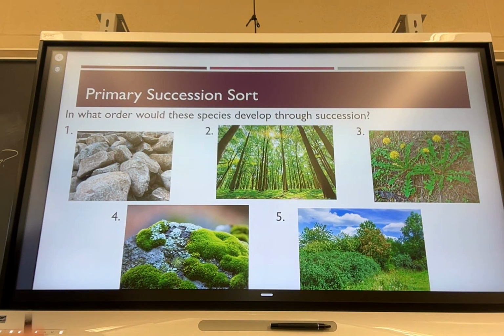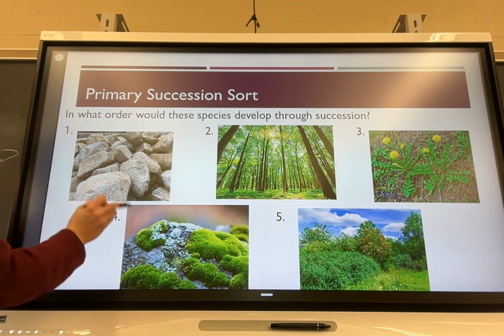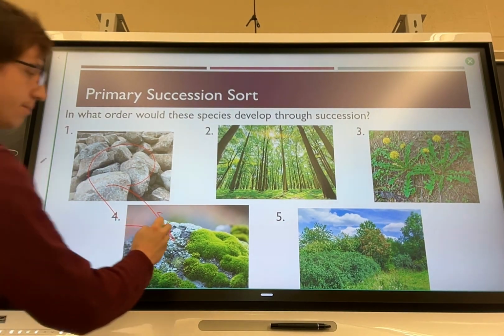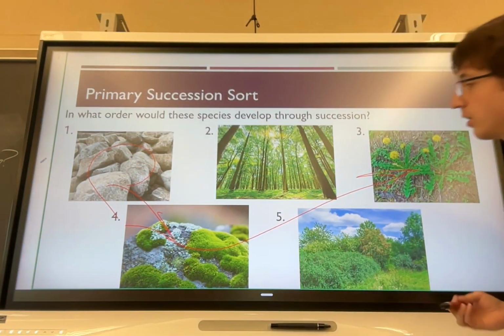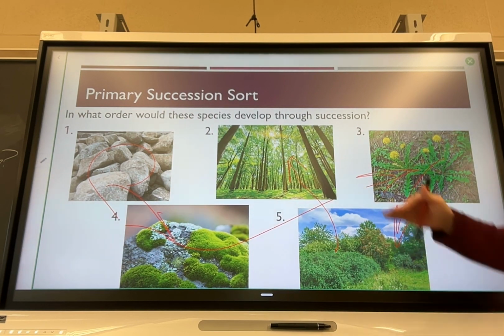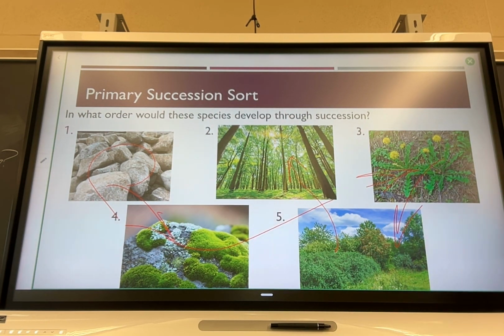Okay, so primary succession, we start out with nothing. So we start out with rocks. These rocks are going to give way to mosses. The mosses will give way to different R-selected species, like dandelions. Those dandelions will allow shrubs to grow, and finally, assuming we are in some sort of forest biome, trees will end up taking over, these K-selected species, so that we develop a forest.